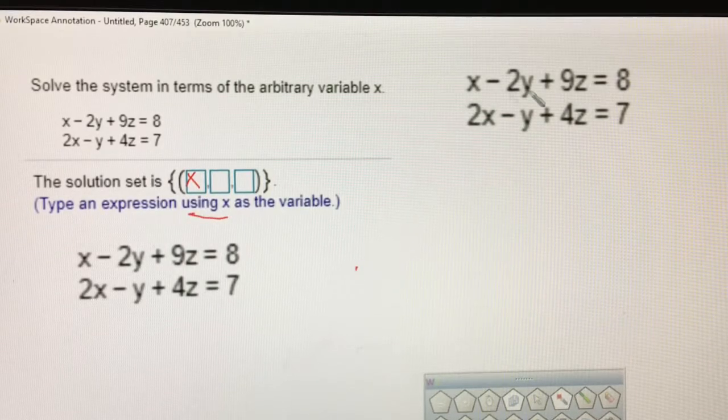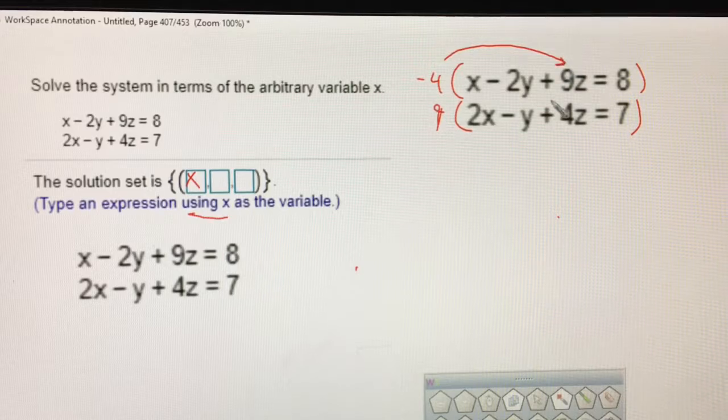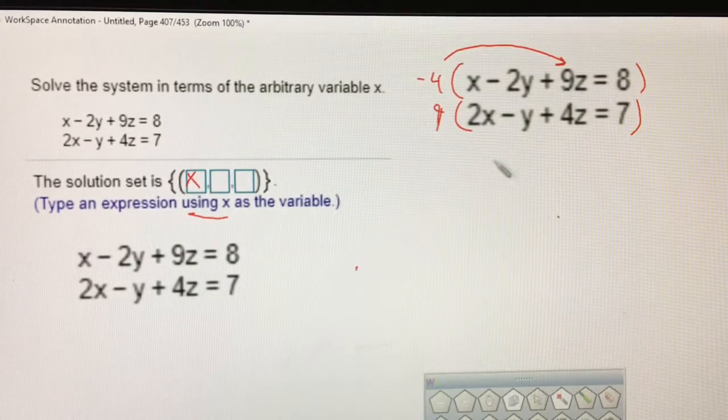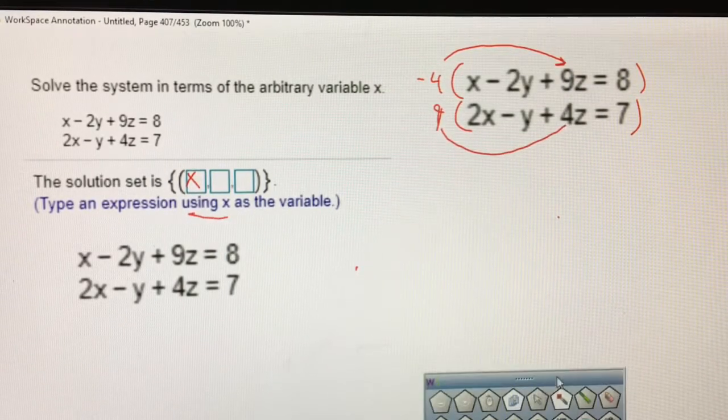So I'm going to come up here and get rid of the z's, and the way to get rid of the z's is by elimination. I'm going to multiply this top number by negative 4 and this bottom number by 9. And if I go to this third number here, you'll see why. Negative 4 times 9 is negative 36, and then 9 times 4 is positive 36. So those numbers, when I get done with this whole process, are going to eliminate.